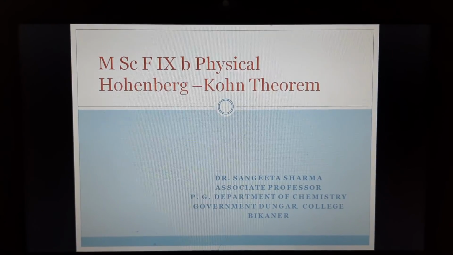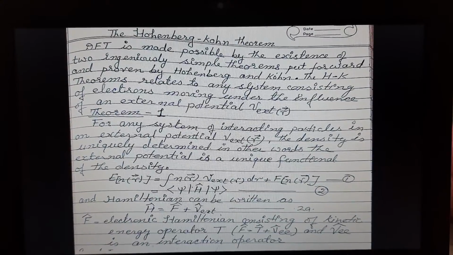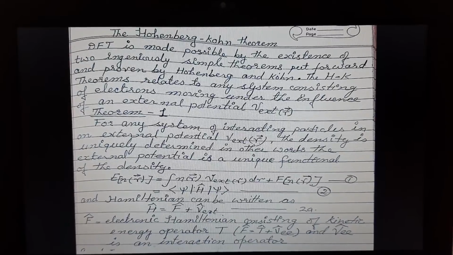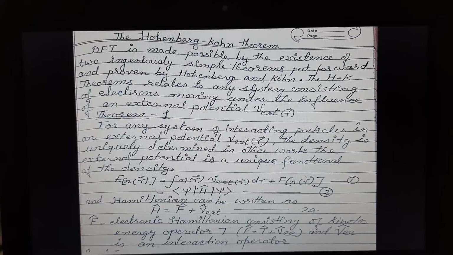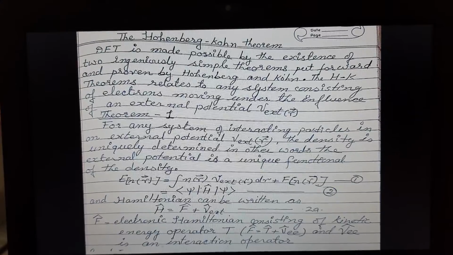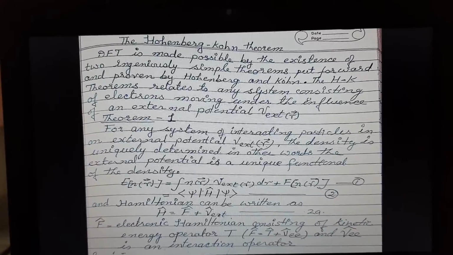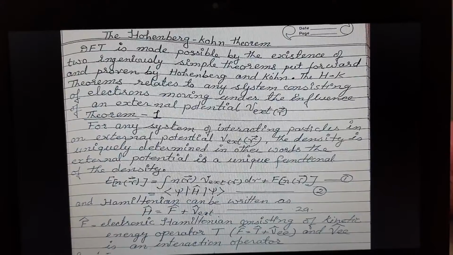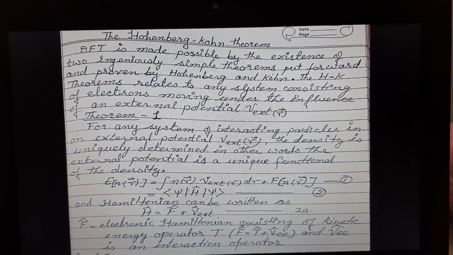आज हम MSc फाइनल 9th बी फिजिकल के पेपर होएनबर्ग-कोहेन थ्योरम, जिसको हम HK थ्योरम कहते हैं, पढ़ेंगे। DFT is made possible by the existence of two ingeniously simple theorems put forward and proven by Hohenberg and Kohn. The HK theorem relates to any system consisting of electrons moving under the influence of an external potential V external(r).